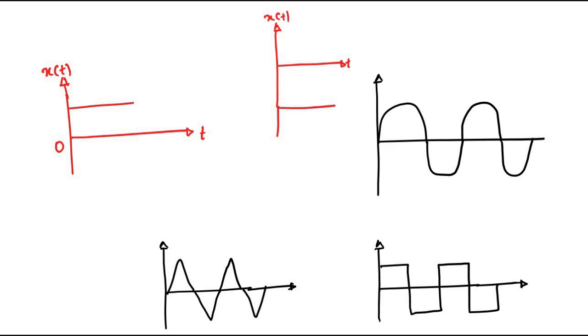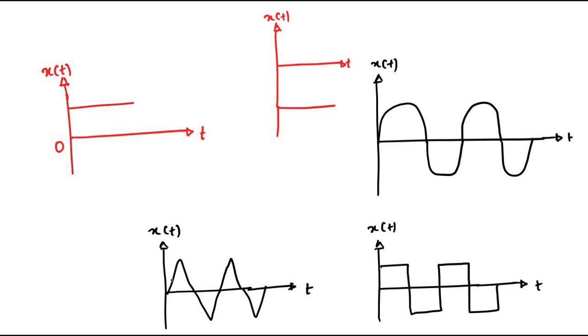Okay, so what is the main difference between the signal waveforms which I have drawn in red and the ones which I have drawn in black? What is the main difference? So here you can see that for the red signal waveforms, the value of the signal is remaining constant with time. It is a straight line parallel to the time axis. The value is remaining constant. It is not fluctuating. It is not changing.